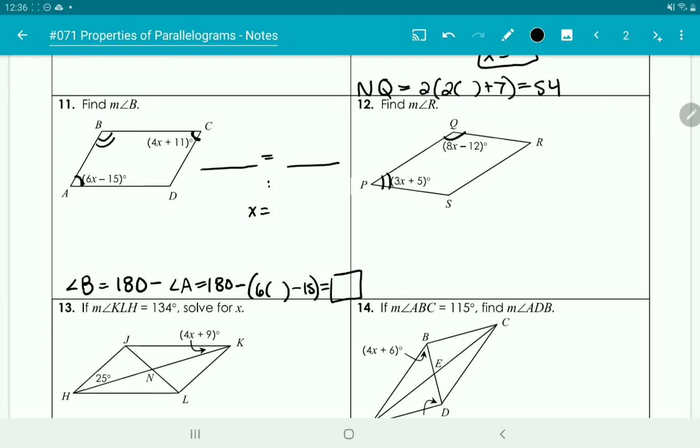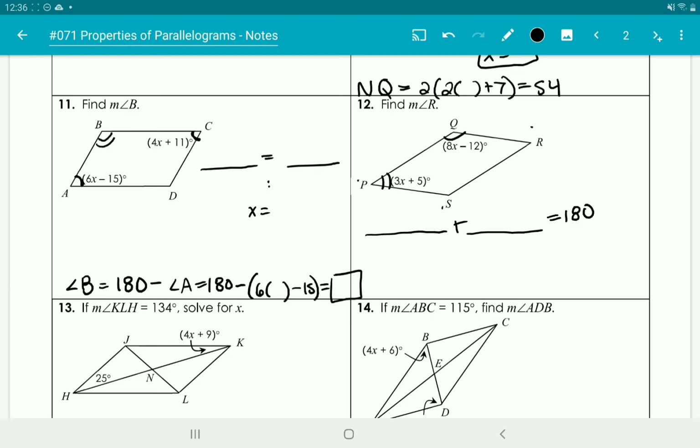These angles are not equal to each other because they're not directly across. So Q and S will be the same, and P and R will be the same. So we know that they add to 180. So with the parallelograms, either there's an equal sign in between them, or you add them and equal 180.